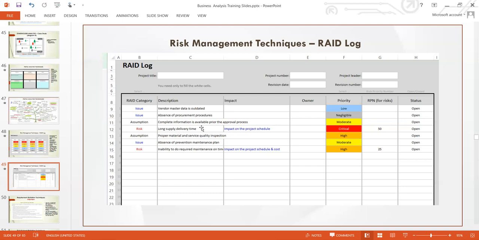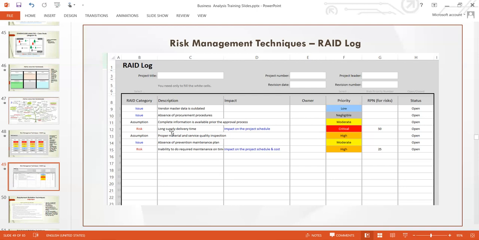So that is how you manage it. How do we manage this particular risk? You can see it's very critical. The score here is 50 and it's open. We've not assigned this particular risk to any owner. So we look at someone within our project team who has very good vendor management knowledge or vendor management skill and assign this particular risk to that person to manage.